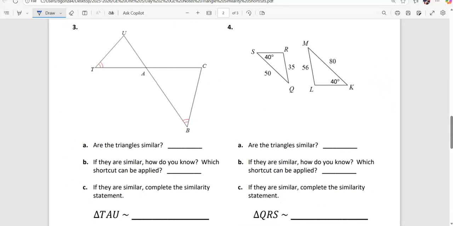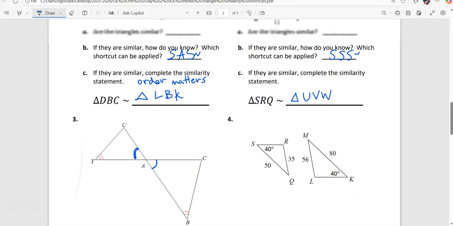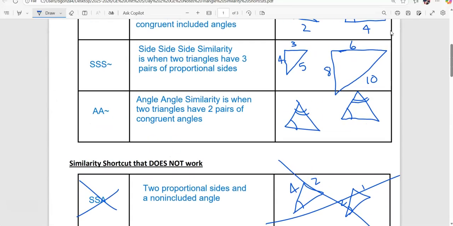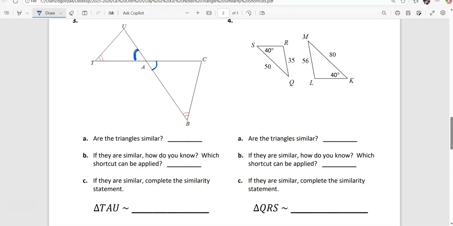Number 3, do I see intersecting lines? So that's going to be angles that I need to label. Vertical angles. So I got vertical angles, and I got two arcs. So that looks like angle, angle. Is that one of my similarity statements from above? It is. So all I need are 2 angles, and I'm good. So yes, it's similar because of angle, angle similarity. So T to A to U, 2 arc, 1 arc, is B to A to C.